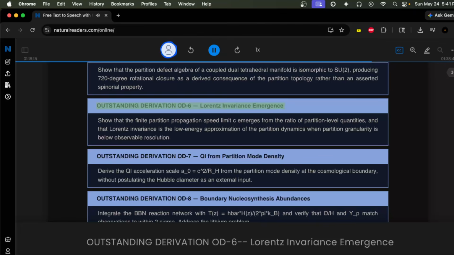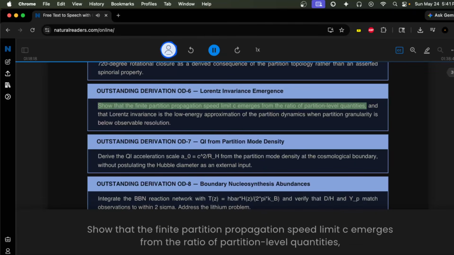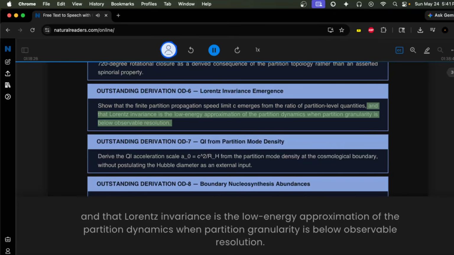Outstanding derivation OD6, Lorentz invariance emergence. Show that the finite partition propagation speed limit C emerges from the ratio of partition level quantities, and that Lorentz invariance is the low-energy approximation of the partition dynamics when partition granularity is below observable resolution.